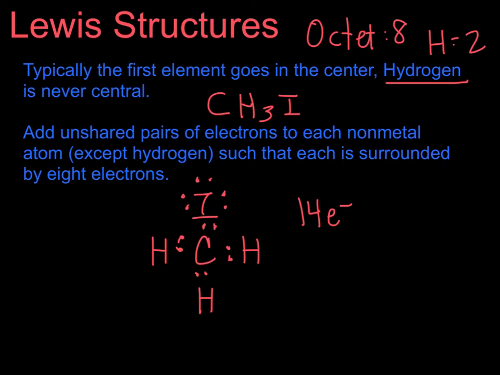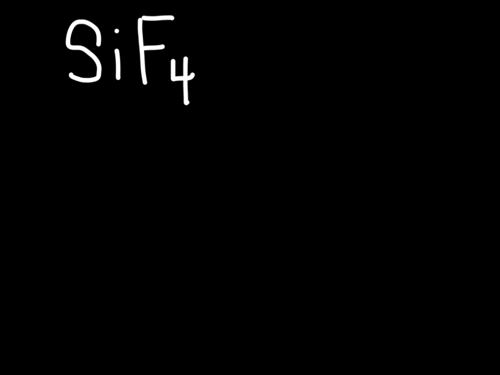Now, if we were going to go back and fill in where we have our shared electrons with lines, our model would end up looking like carbon in the middle, bonded with one line showing that 2 electrons are being shared to each hydrogen, and it's the same thing with the iodine. Then we fill in our unshared pairs around the iodine, and that still gives us 14 electrons.